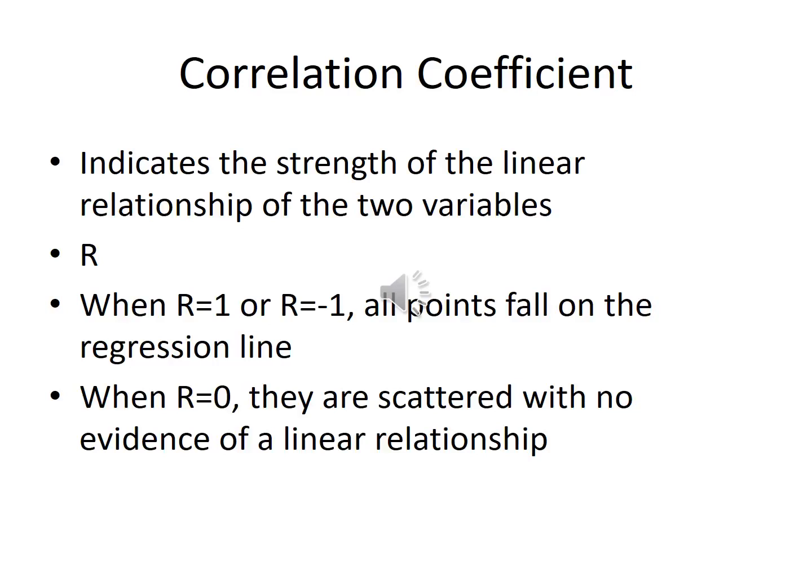An r value of -1 is just as good also. That means for every time the x value goes up, the y value goes down. It's a negative correlation. If you see an r equal to 0, there's no evidence of any linear relationship. So that doesn't mean there's not a relationship, it's just not linear. Okay.